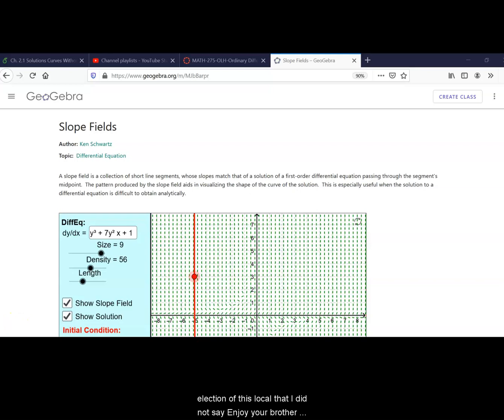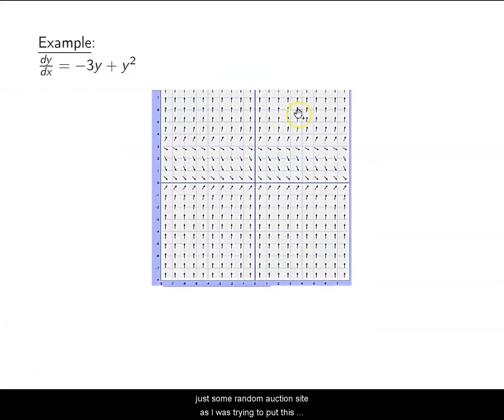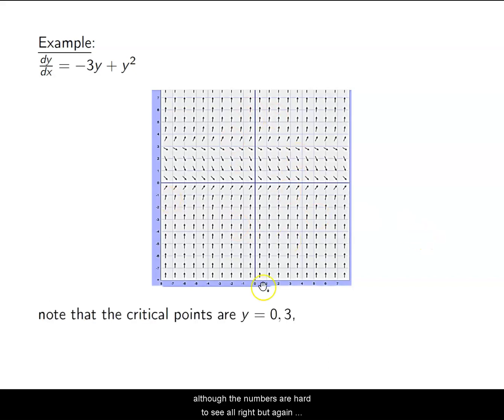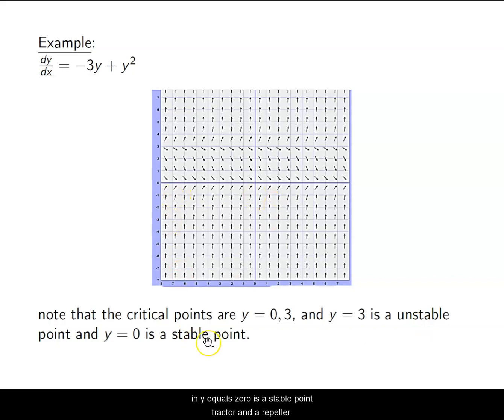Okay, so going back to our lecture, this slope field that I did not create in GeoGebra is just some random offshoot site as I was trying to put this lecture together. But it did its job fairly well, although the numbers are hard to see. Again, here we can notice that the critical points are y equals 0 and y equals 3. And you can tell that just by looking at the graph, where you can take this f of x, y function that's equal to the derivative and solve it for its zeros. So here y equals 3 is an unstable point, and y equals 0 is a stable point, an attractor and a repeller. Okay.